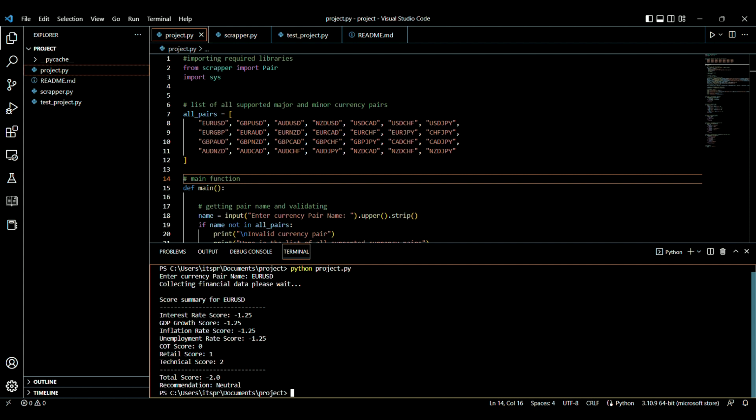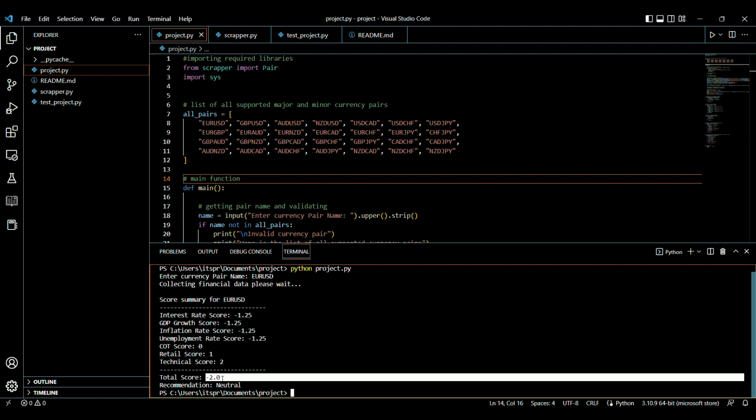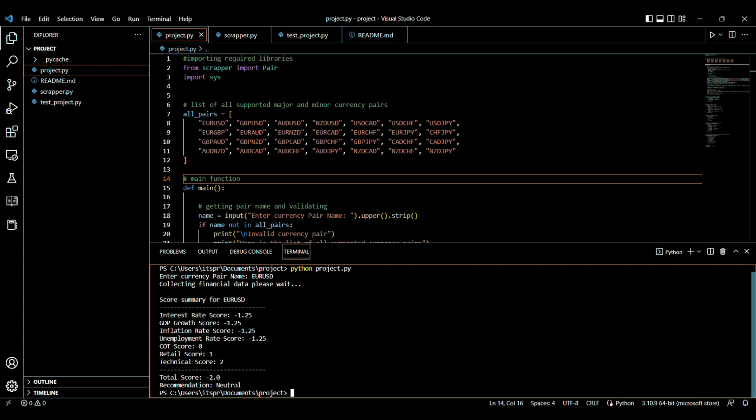And coming to the COT score, we have a neutral score which is 0, so no help from there. Retail score and technical score are positive, so I think technicals and sentiment side are a little bit bullish in this market right now. But we have a total score of -2, which is kind of neutral, not very trending.